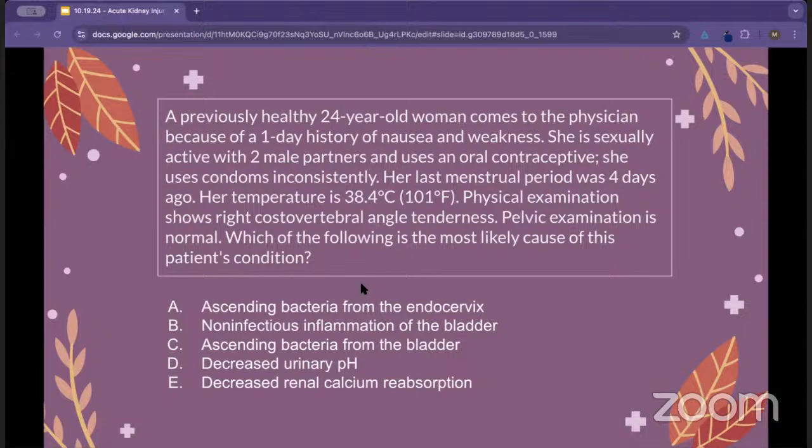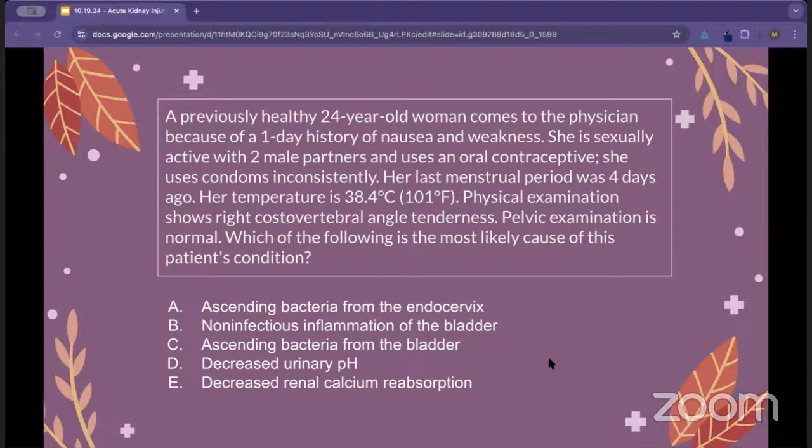A previously healthy 24-year-old woman comes to the physician because of a one-day history of nausea and weakness. She is sexually active with two male partners and uses an oral contraceptive. She uses condoms inconsistently, and her last menstrual period was 4 days ago. Her temperature is 101 degrees Fahrenheit, and physical exam shows right costovertebral angle tenderness. Pelvic exam is normal. Which of the following is the most likely cause of this patient's condition?